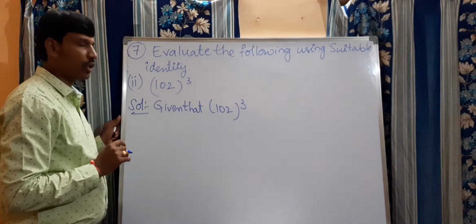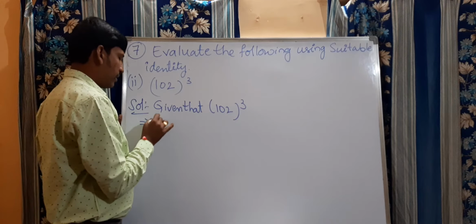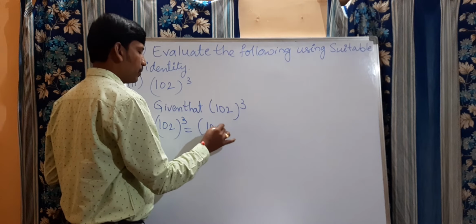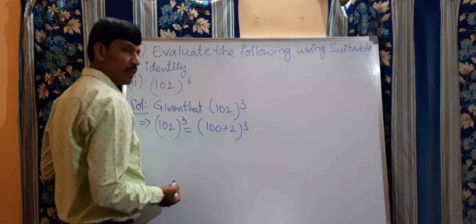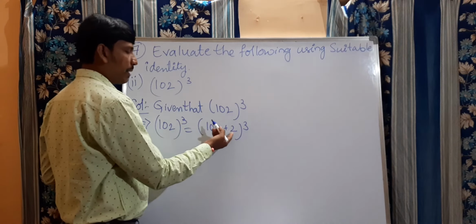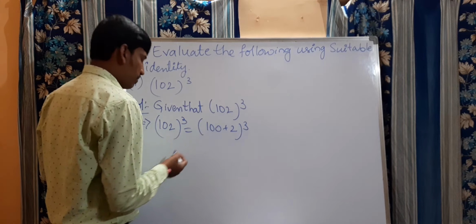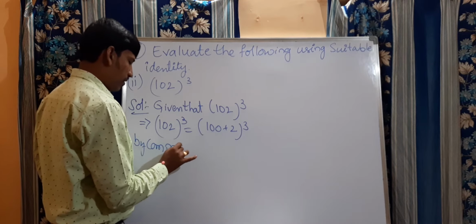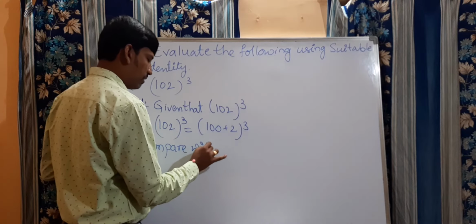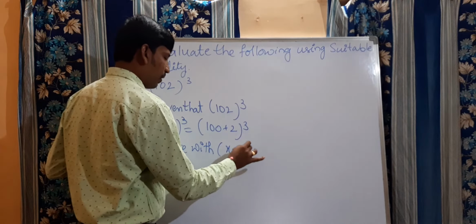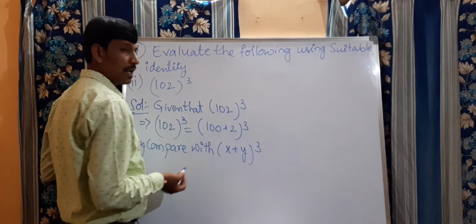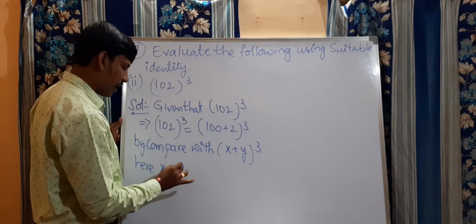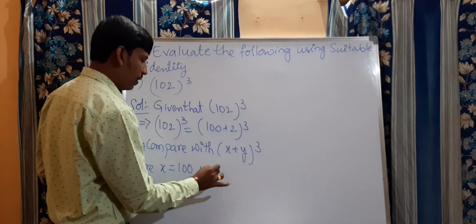This 102 whole cube can be written as 100 plus 2 whole cube. 102 is nothing but 100 plus 2. Now compare this with x plus y whole cube, because plus is there in the middle. So what is the x value here? Here x is equal to 100 and y is equal to 2.